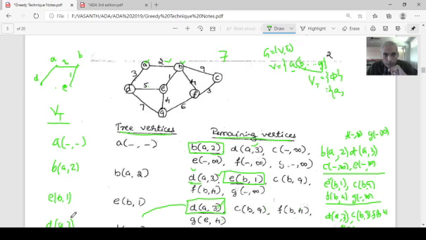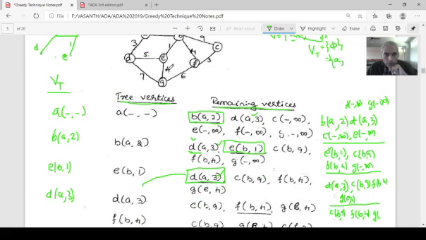And the last vertex is G. From A you don't have an edge to G, from B you don't have, from E you have an edge to G with the cost 4, and from D you have an edge to G. Now out of this, which is minimum, 4 or 7? 4. So you add this.